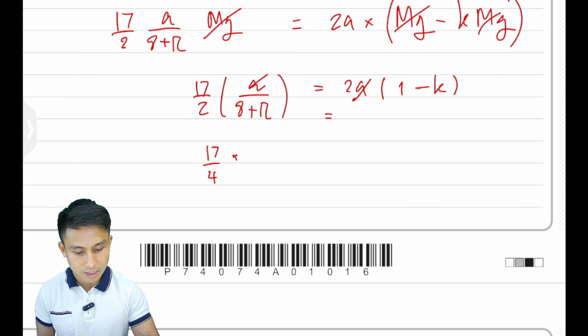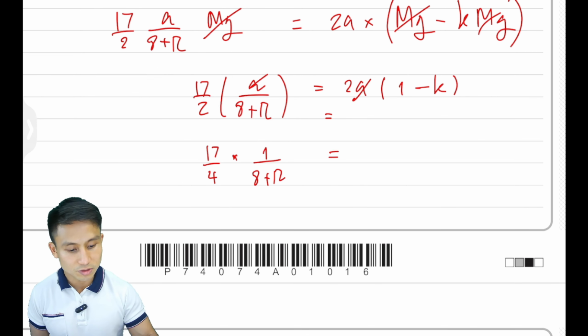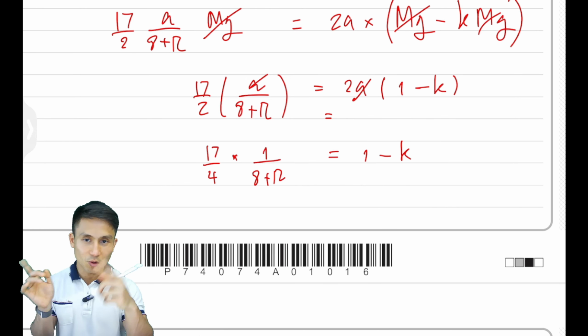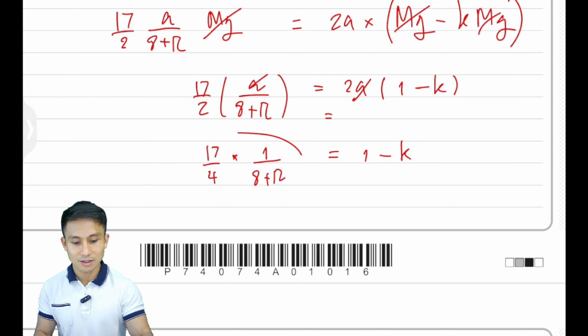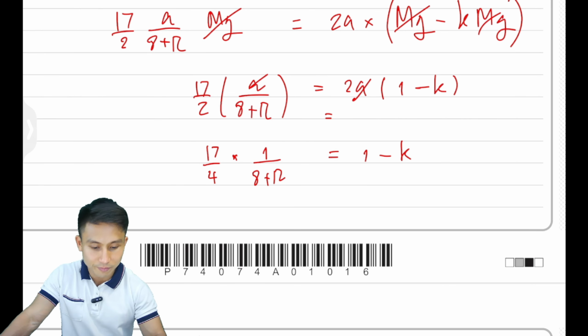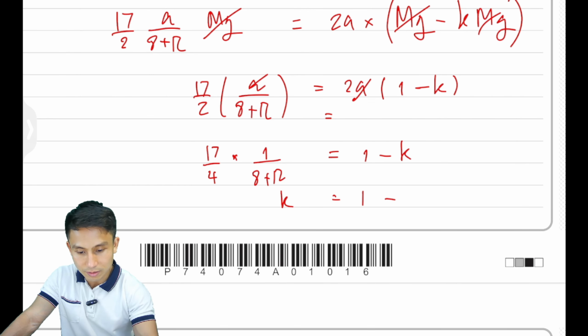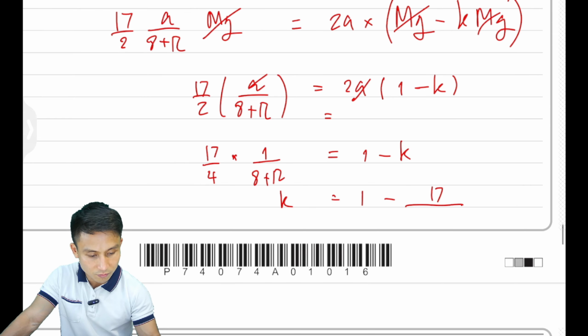So I get that times 1 over 8 plus pi. And then on the right side, we'll just have 1 minus k. So k will just be 1 minus that term on the left hand side, yeah? So k is just 1 minus all this, yeah? Or we can make them a little simpler there, so 7 over 4, 8 plus pi like that.